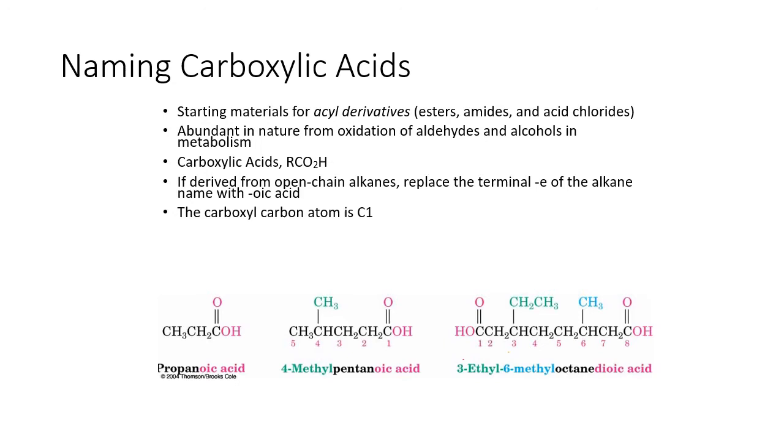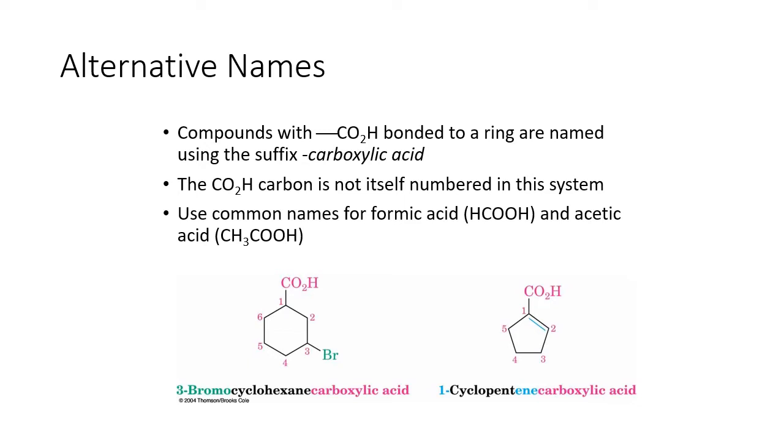هلا if they are cyclic, if you have a compound with carboxylic acid bonded to a ring, they're named using the suffix carboxylic acid. راح نستخدم راح نسميهم بإضافة carboxylic acid. خلينا ناخذ أمثلة على هذا الحكي. لو كان عندنا cyclohexane وعليها carboxylic acid, as you can see this is cyclohexane, 6-carbon cyclic chain وعليها carboxylic acid. This is called cyclohexane carboxylic acid. الcarboxylic acid راح تاخذ رقم 1 بالسايكل.